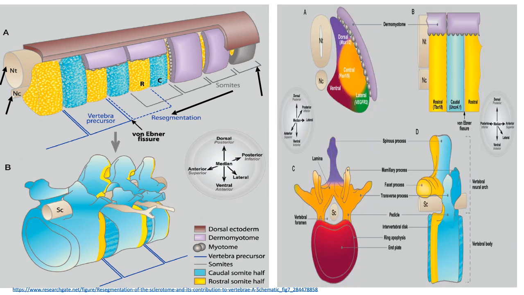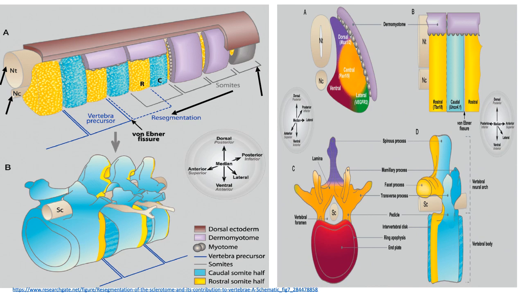So basically what you're going to end up with, you can see where you have the von Ebner line. Then gradually resegmentation happens. Where you see resegmentation, it means that it's going to change its position. If you look at B, blue becomes on top and yellow becomes below. That is what happened. And then when we talk about the different parts of the somite, you can see what we talk about.